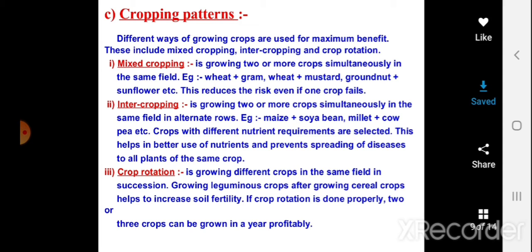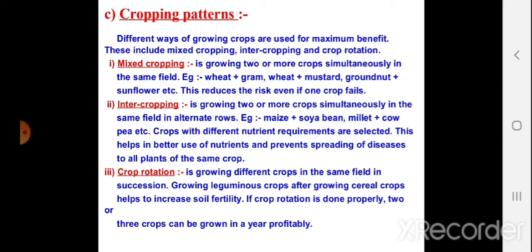You know, in your class also you sit like this, one boy one girl, okay, so again boy and then again girl. So that way the intercropping might help them to save certain nutrients and the other crop will be also benefited with those kind of nutrients. So crops with different nutrient requirements are selected. This helps in a better use of nutrients and prevents the spreading of disease to all the plants of the same crop.